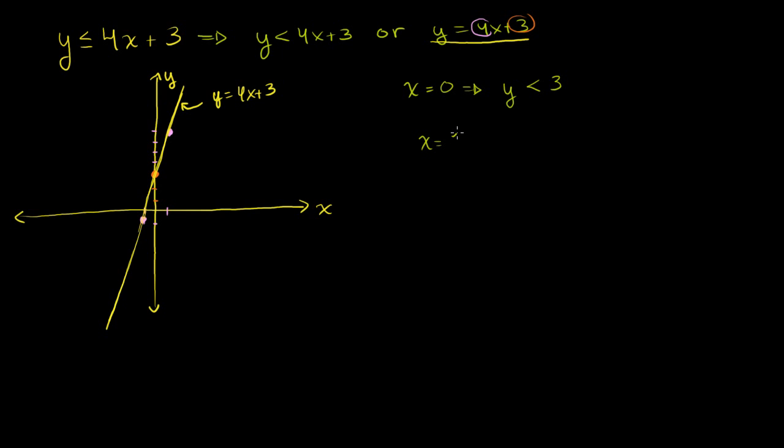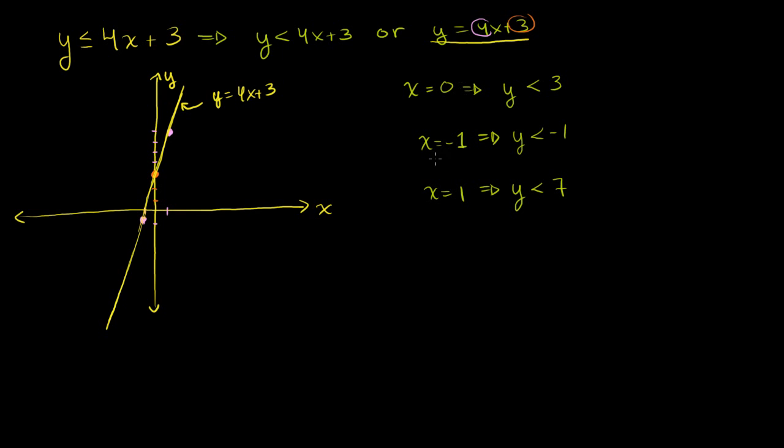When x is equal to negative 1, what is this telling us? 4 times negative 1 is negative 4, plus 3 is negative 1. y would be less than negative 1. When x is equal to 1, what is this telling us? 4 times 1 is 4, plus 3 is 7. So y is going to be less than 7.